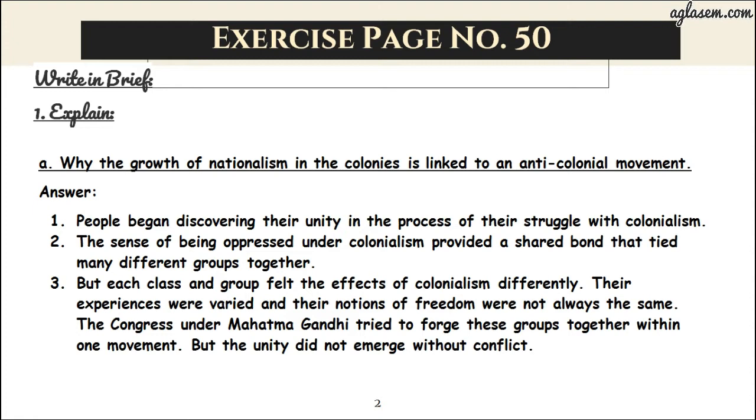So the first is people begin discovering their unity in the process of their struggle with colonialism. Second part is the sense of being oppressed under colonialism provided a shared bond that tied many different groups together. Third part is but each class and group felt the effect of colonialism differently. Their experiences were varied and their notions of freedom were not always the same. The Congress under Mahatma Gandhi tried to forge these groups together within one movement, but the unity did not emerge without conflict.